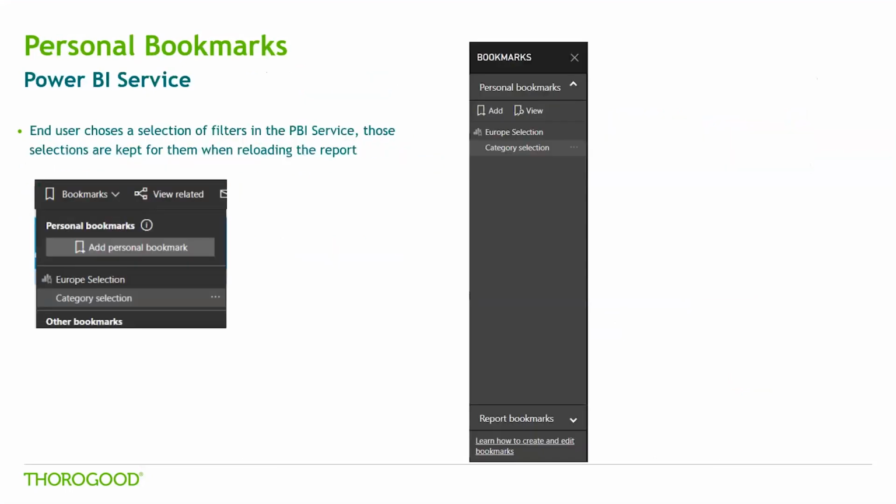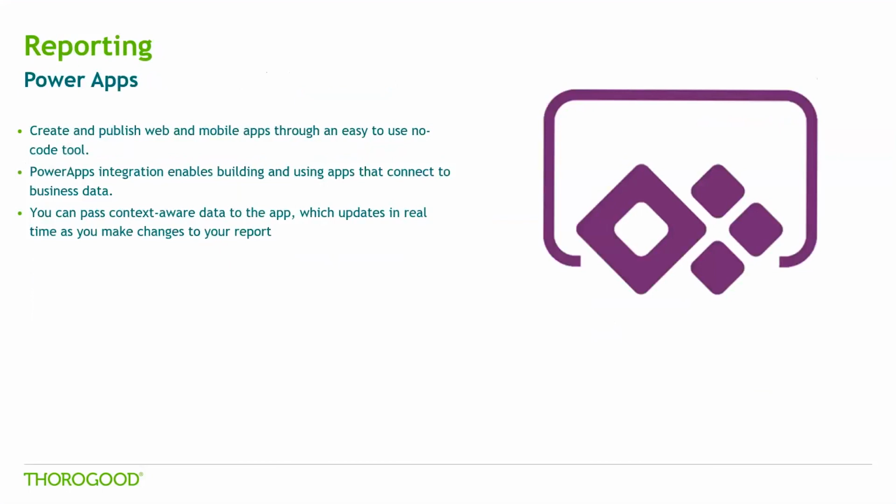I know we've just showed the desktop tool, but in Power BI Service, there's the ability to create your own bookmarks. So if you're always looking at a certain combination of selections, you can apply that to your report, then add a bookmark, and then the next time you go back in, you can just use that selection and have that as your default.